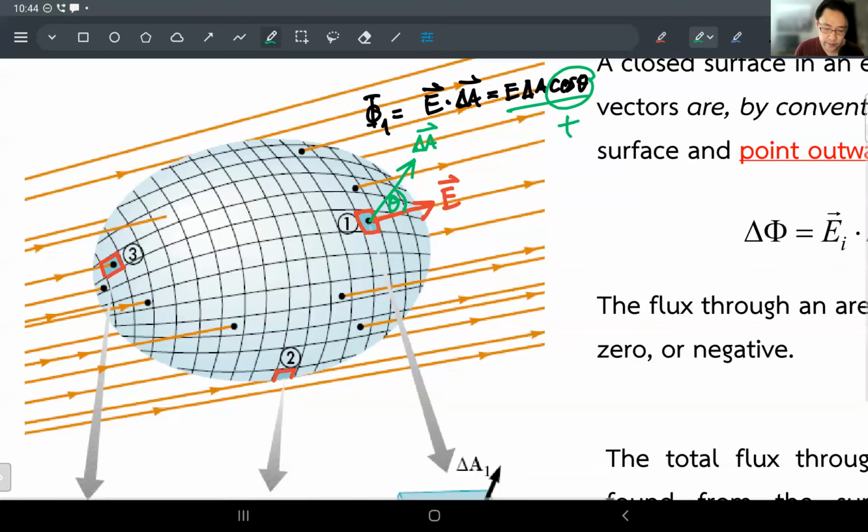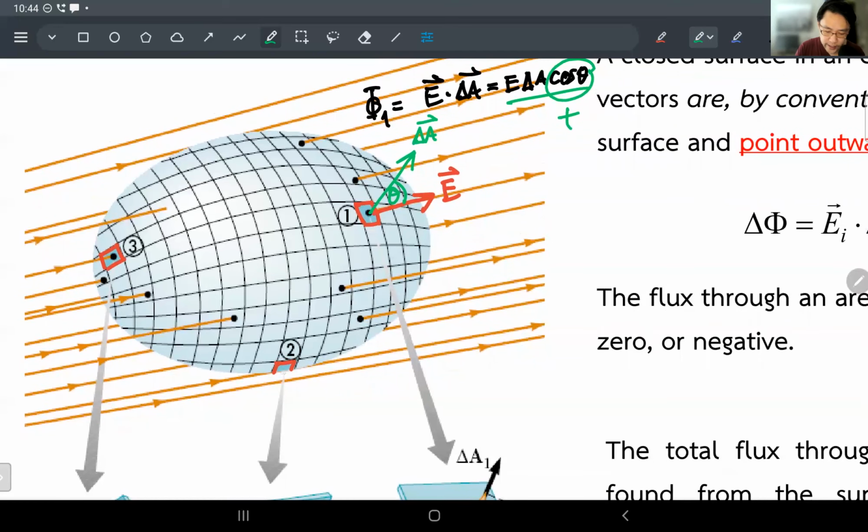Now, let's move on to surface number two, shall we? So if surface number two is down here, and you draw, once again, your area vector that always points perpendicular to any area, the electric field still points in the same direction toward your right side. Now you can see that these two vectors are making 90 degrees with each other. This is the case where the electric field does not penetrate this piece of area. Cool. So the flux through number two is going to be E delta A cosine 90, and that is definitely zero because there's no flux through it. Cool.